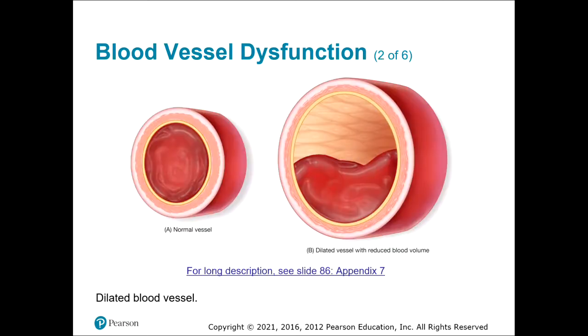A good visual of this is right here. A normal blood vessel carries an adequate blood volume and adequate pressure to move blood throughout our body. A dilated blood vessel will result in reduced blood volume and reduced blood pressure, and trying to pump blood through that is impossible. It's hard.